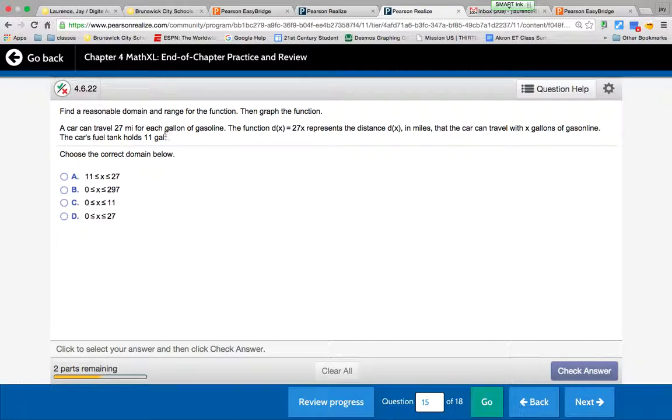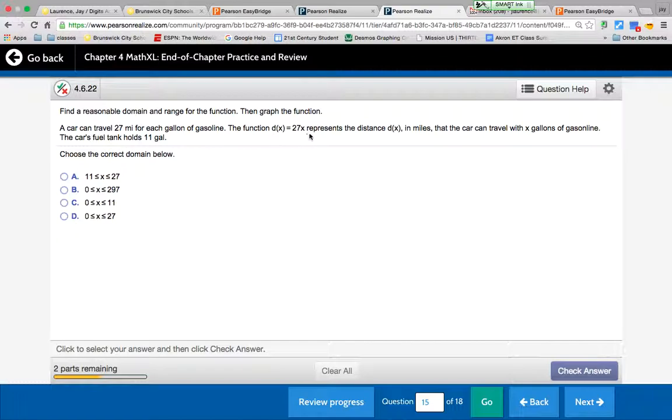All right, a car can travel 27 miles. Oh, what's this? Oh, I have to go back and do it again. Sorry. Silly me. Am I on 15? Okay, a car can travel 27 miles for each gallon of gasoline.